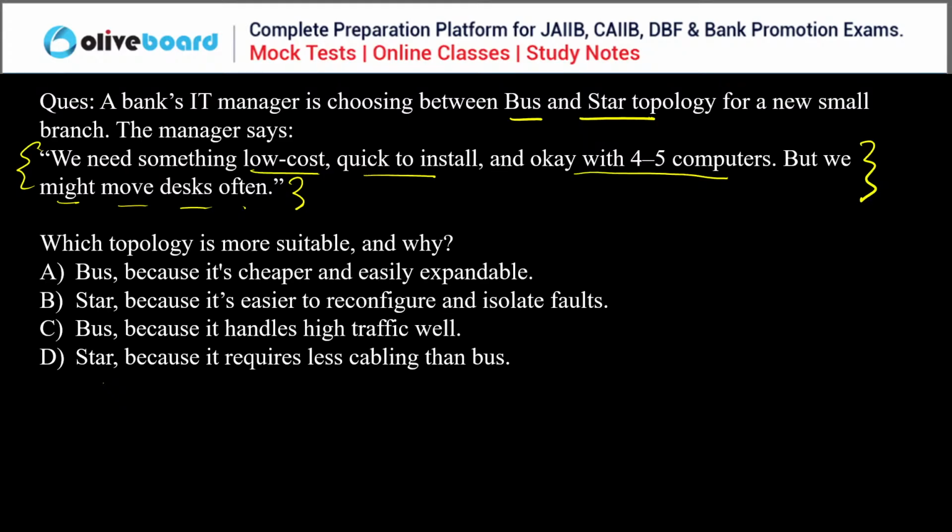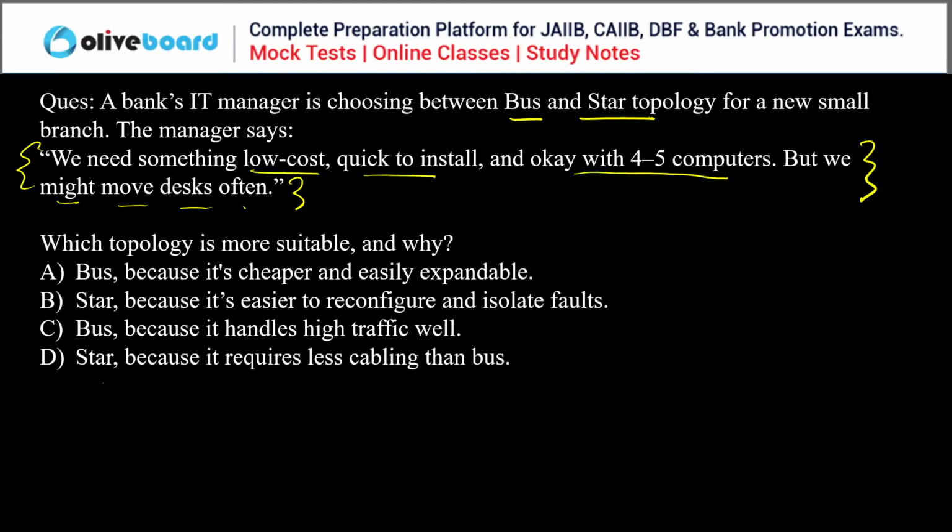Okay, Sunita is saying A, so one person is saying B, then A, then answer. Just answer this question, either A, B, C, or D. Bus topology and star topology. Read out the statement carefully. What is the requirement of the manager? According to the requirement of the manager, we have to answer. First, it should be low cost, it should be quick to install, and it should be okay with 4 to 5 computers, but we might move desks often.